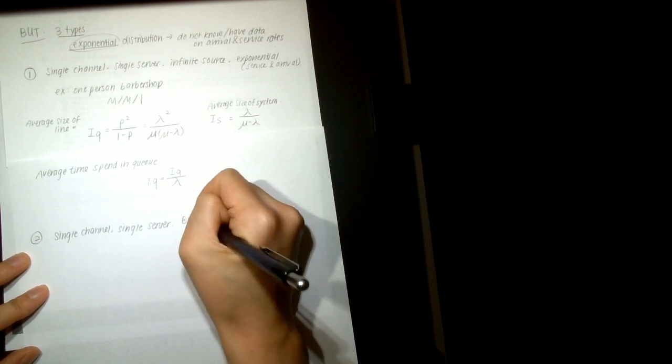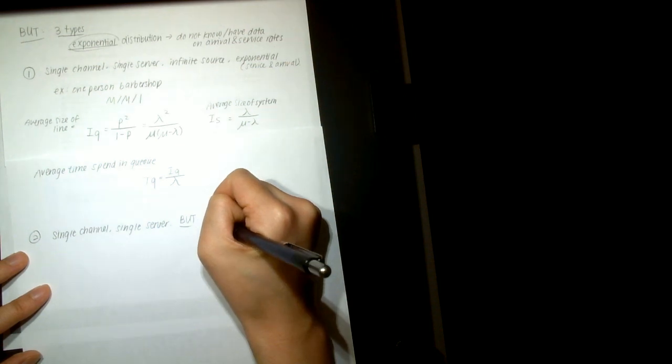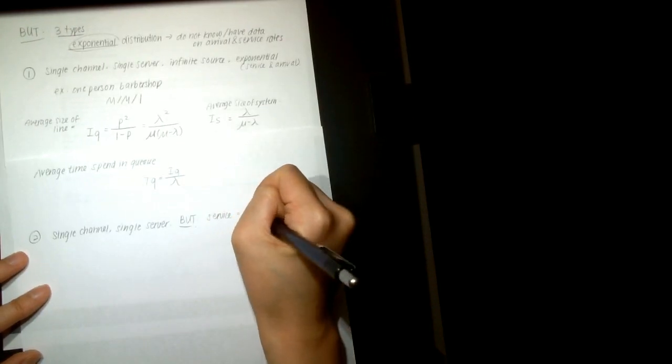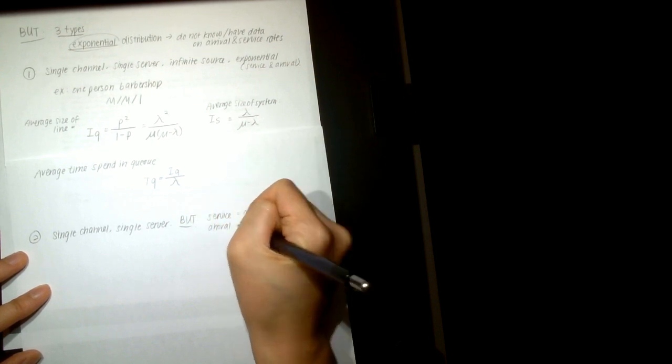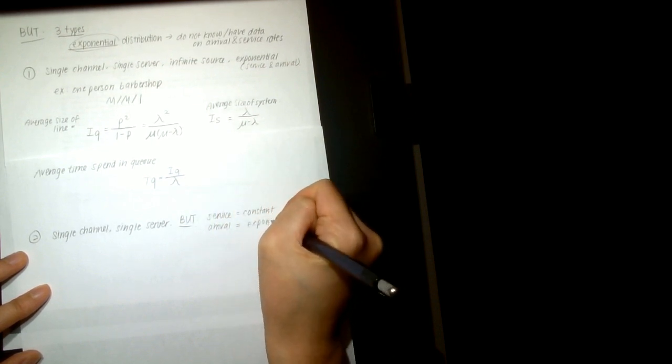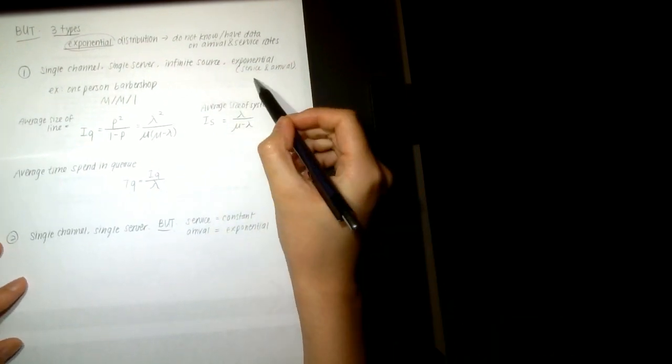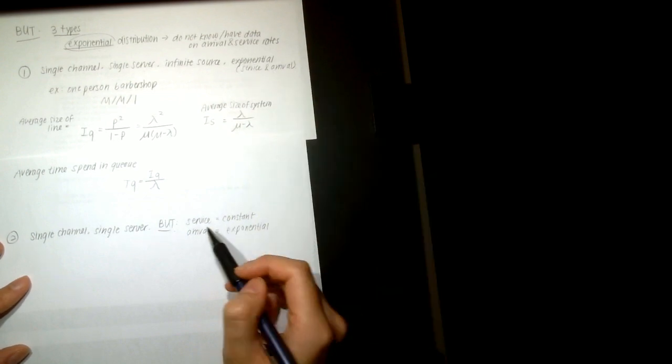So second, we have also single channel, single server. But what is the difference between the second and the first one is that the service pattern, the service rate is constant, and the arrival rate would be exponential. So unlike this one, both is exponential. This one is constant, one is exponential.